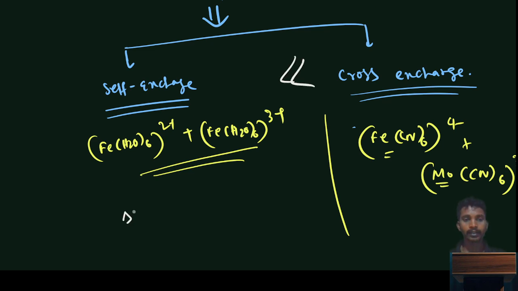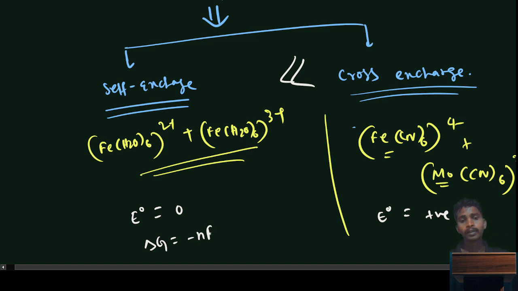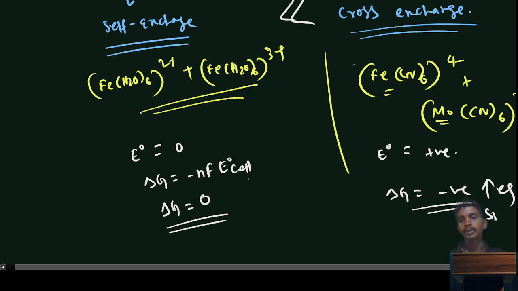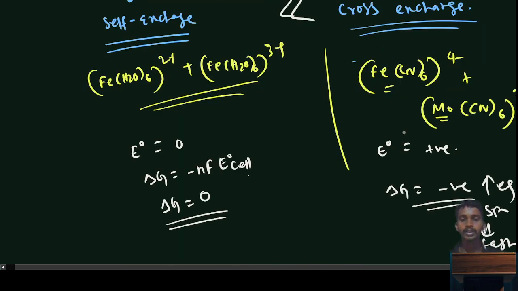Why? Because here the delta G naught is determined by E naught, as you know from electrochemistry. For the self exchange case the E naught is 0, but for the cross exchange case it will be some positive value. We know that delta G equals minus nF E naught cell. So if E naught is positive, delta G becomes more negative; if it is 0, delta G is around 0. For the cross exchange case delta G is negative, so the reaction is spontaneous and fast. So generally cross exchange reactions are faster than self exchange reactions.